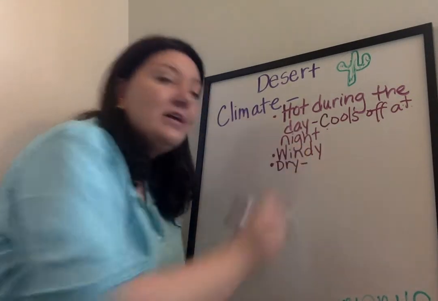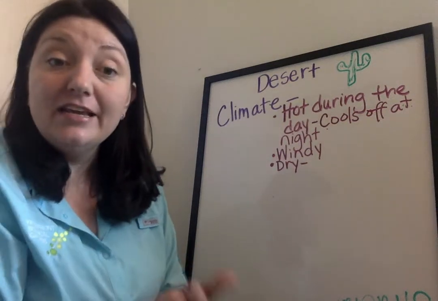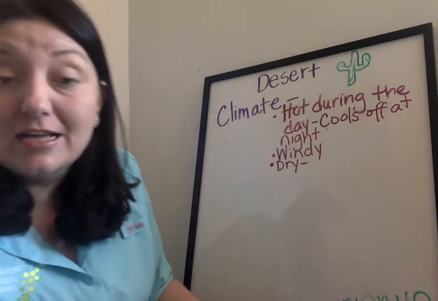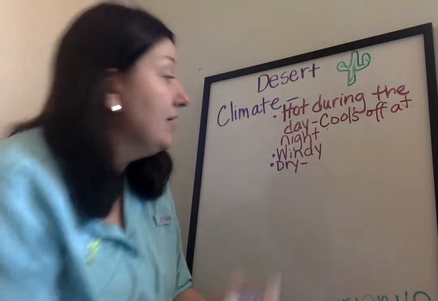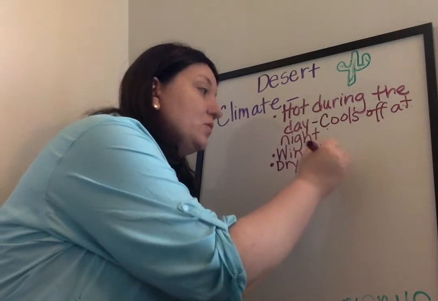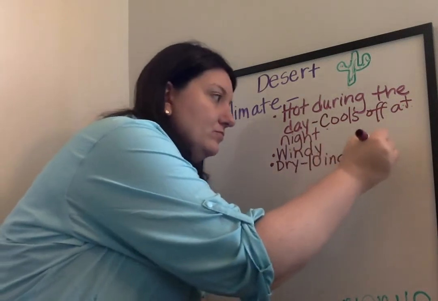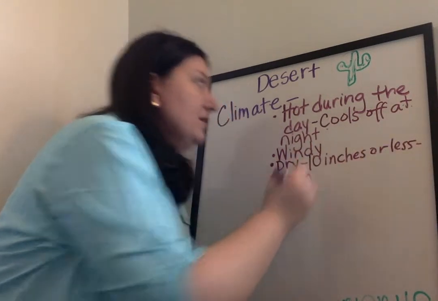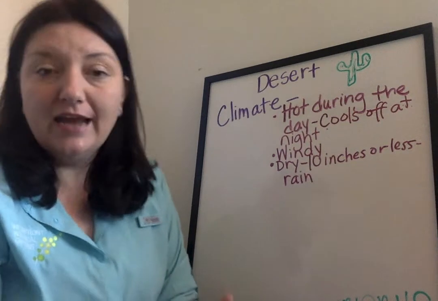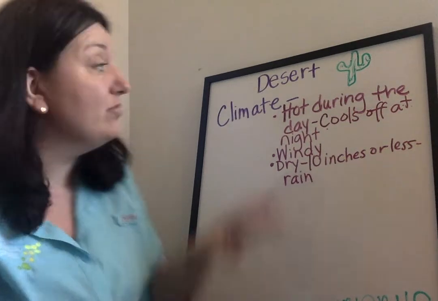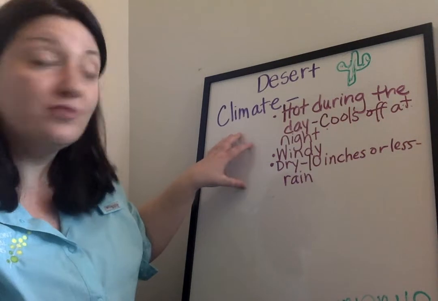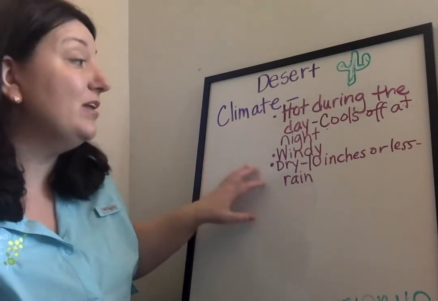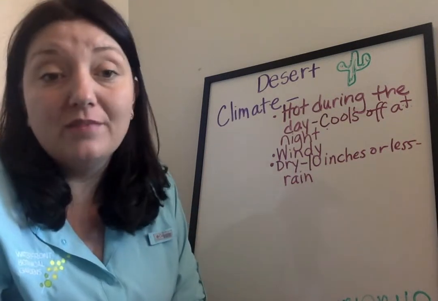For a desert to be a desert, it needs to get 10 inches or less of rain or precipitation. That's the fancy science word for moisture that falls from the sky. So 10 inches or less of rain. Okay, so that's the climate in the desert. And animals and plants, living things in the desert, have to find ways to survive in a place where it gets really, really hot, then cools off at night. It can be very, very windy, and then it's very dry. They don't have very much rain.